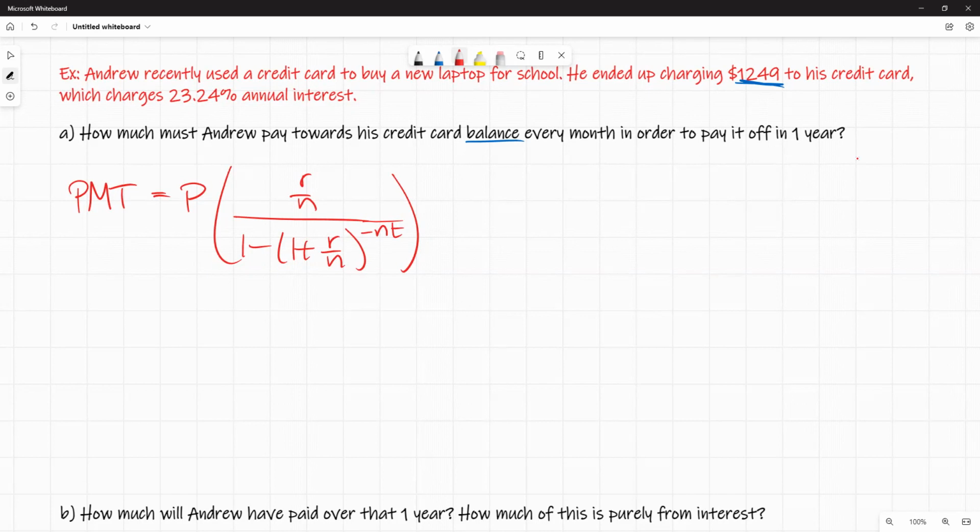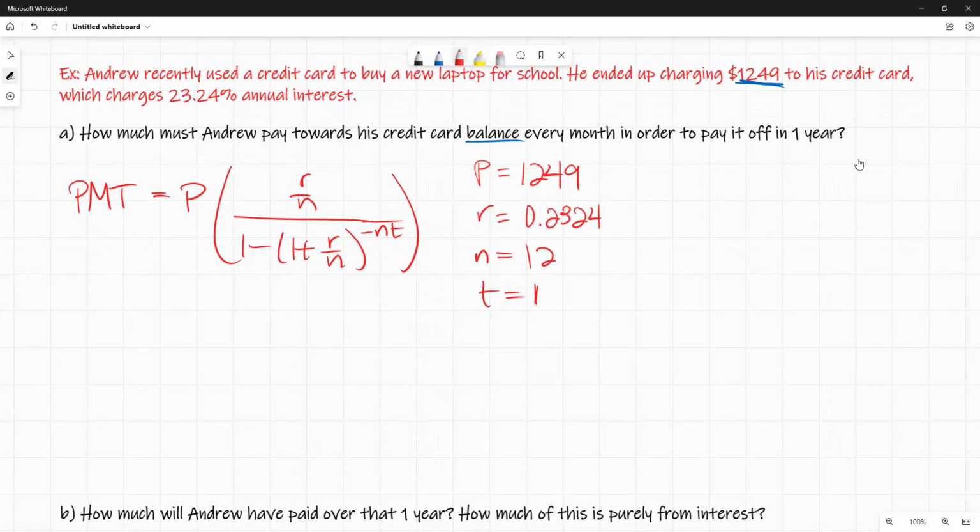So let's plug in the values for each variable. P is our 1249, that's how much we're trying to pay off. Our R, our interest rate, is 23.24%, so as a decimal that is 0.2324. We're doing a monthly payment, so n is 12. And then T, we're trying to pay this off in 1 year.